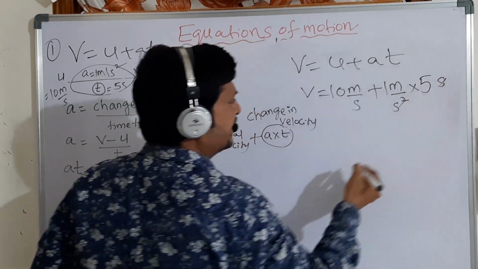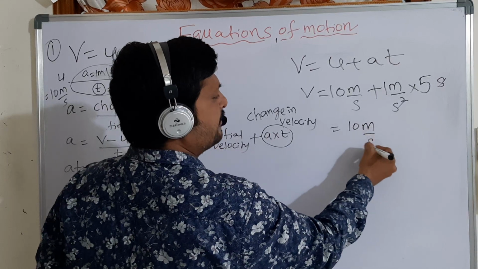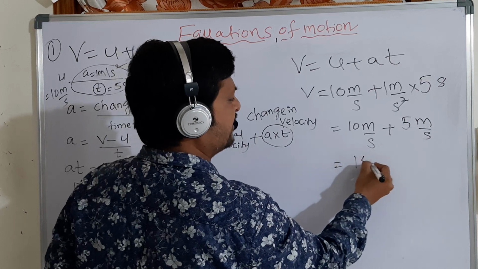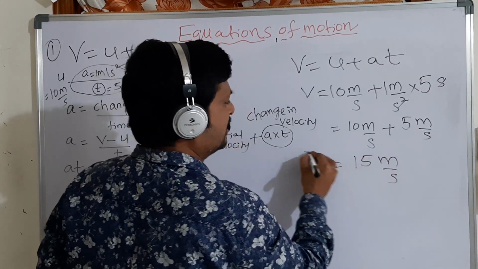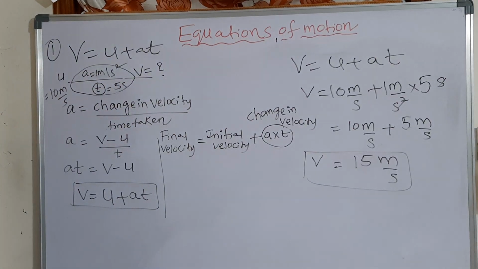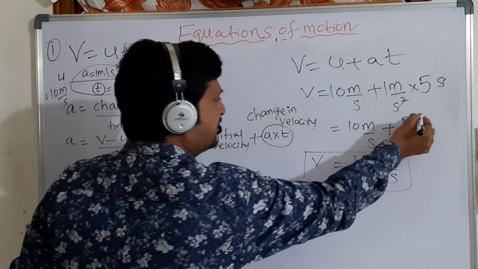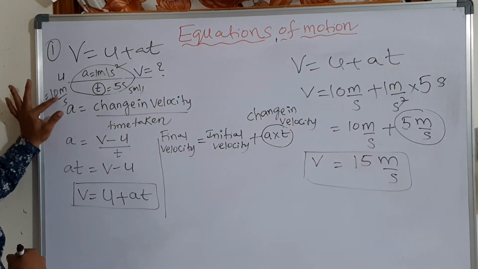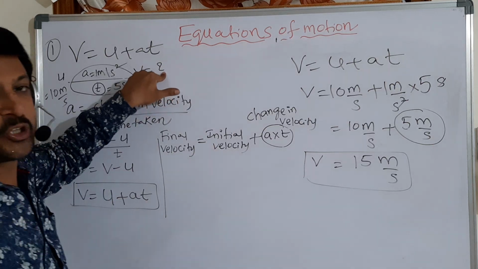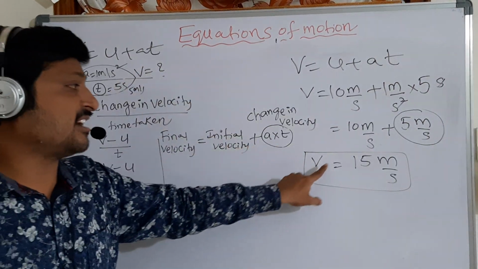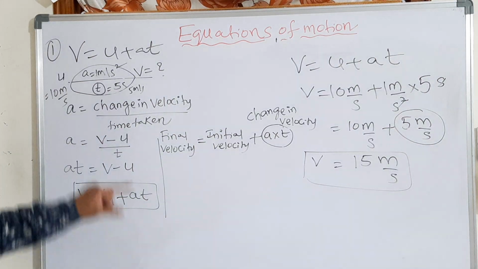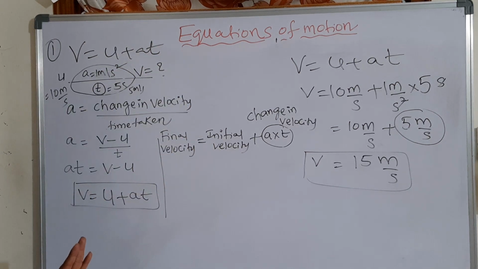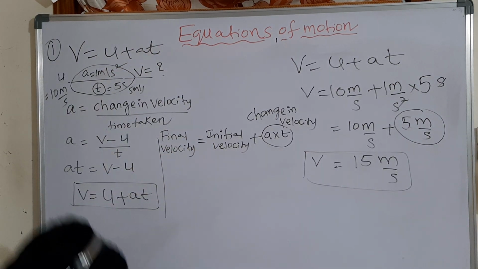So seconds get cancelled. This is equal to 10 meter per second plus 5 meter per second, that is 15 meter per second. So this is final velocity. That means here the initial velocity is 10 meter per second. Then what is the change in velocity? This change in velocity is 5 meter per second. So 10 meter per second plus 5 meter per second is equal to final velocity. So final velocity is equal to 15 meter per second. So this is the first equation of motion, v equal to u plus at. This is the proof. I hope the first equation of motion is clear to you.